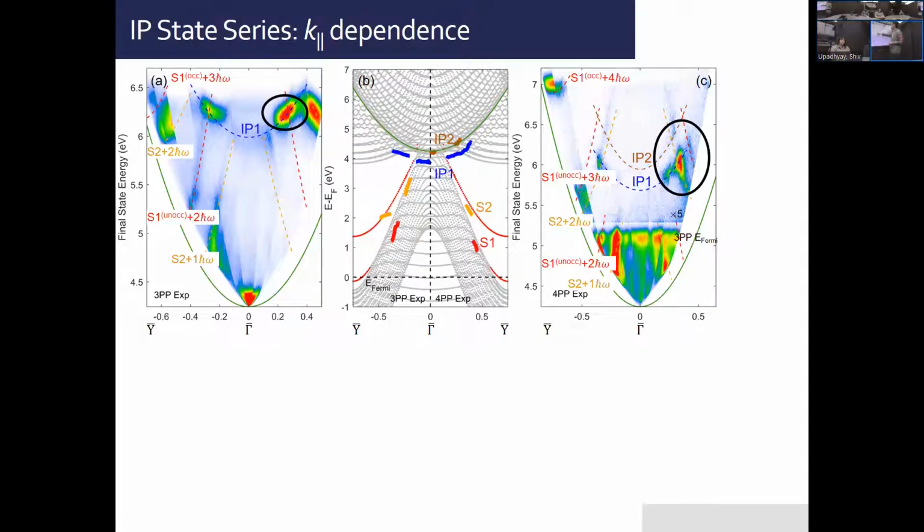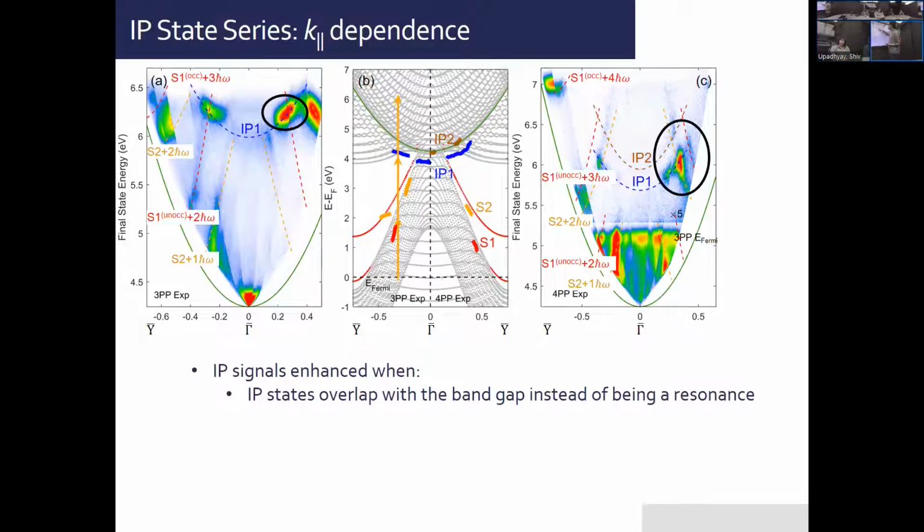This is because the image potential state is degenerate with the bulk bands, so it will decay very fast. However, when the image state enters the band gap, it forms a discrete surface state, and so we will have very strong surface state signal.